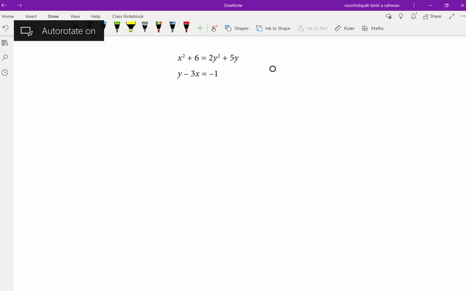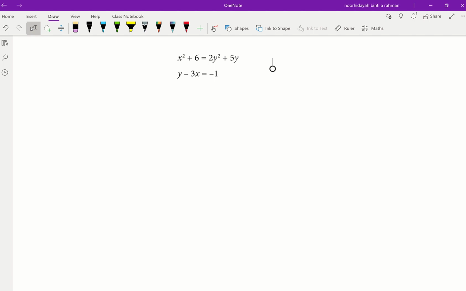Okay, class, let's continue our lesson for today. We are going to proceed with this. Given one nonlinear equation and another one a linear equation, we want to solve. When there is the word solve, you need to choose whether you want to use substitution or elimination. The graph method is another method, but for today we are going to focus on elimination or substitution.